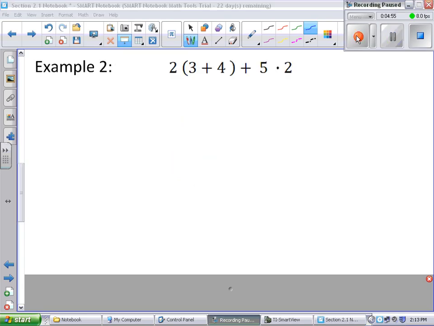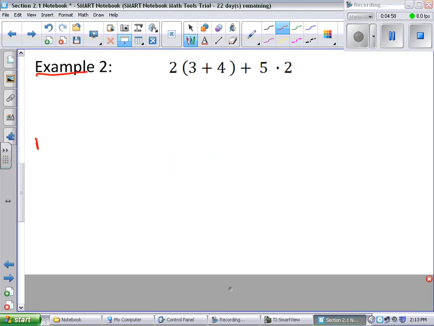Example 2, again we want to remember our PEMDAS. We do have parentheses, so we want to distribute first to get rid of those parentheses. Actually, I don't need to distribute. I think I can just add the 3 and the 4 together. 2 times 3 plus 4, which is 7, plus 5 times 2. And now I'm going to multiply.